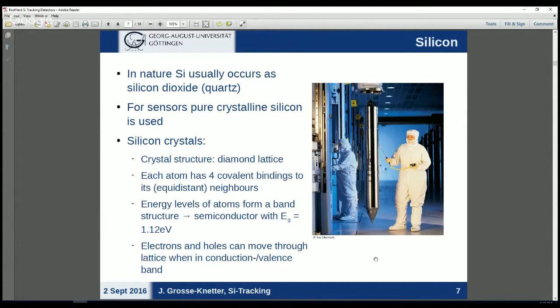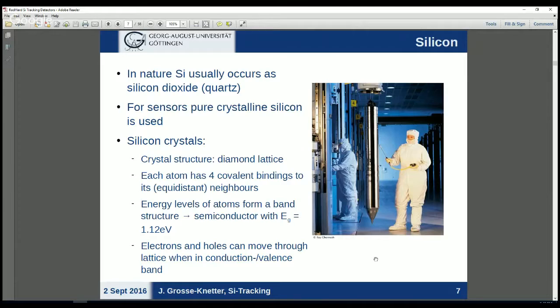So what is silicon? Silicon is a crystalline structure, and the diamond lattice that we have has atoms that share covalent bindings, and the special energy level structure that forms comes in a band structure. So a typical valence and conduction band as we see it, and the electrons from those covalent bindings have to jump from the valence to the conduction band, which would be the ionization process. The energy gap that has to be covered is about an electron volt.